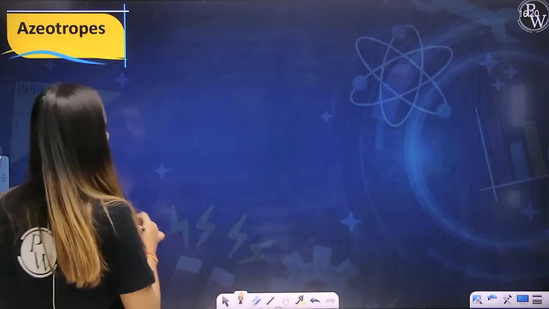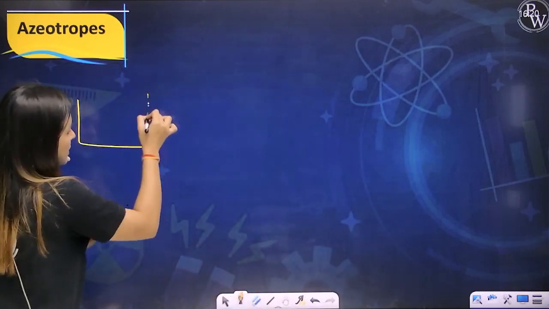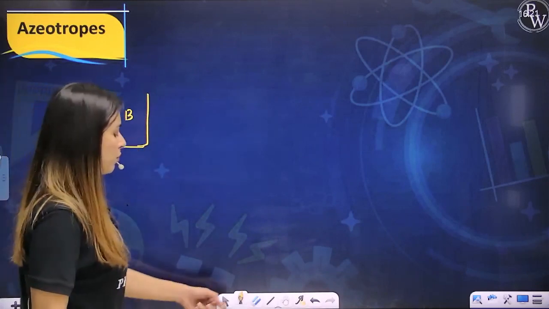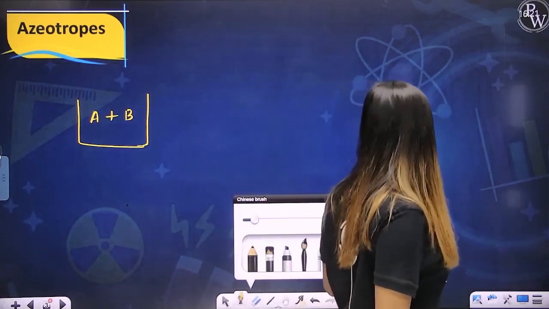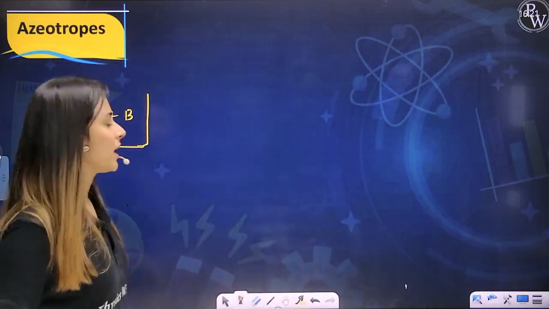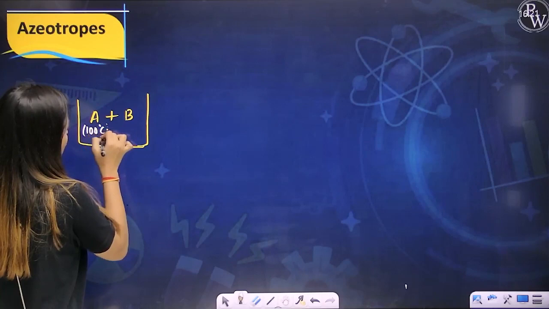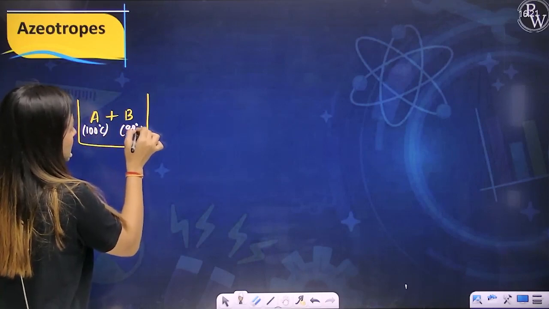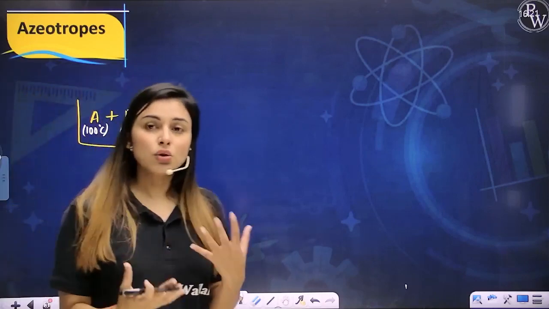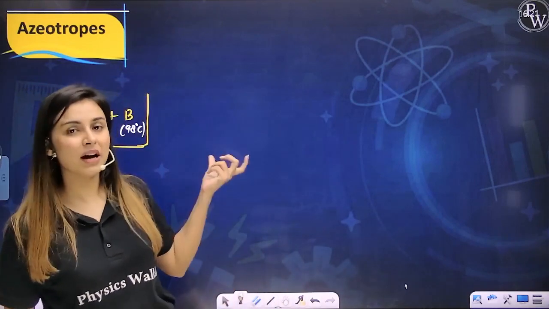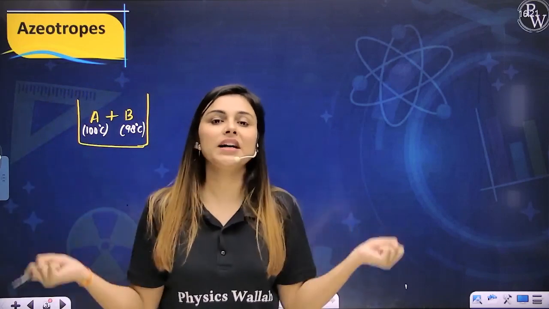Let us say that I have a solution of two volatile compounds A and B. Both of them are volatile. Now my dear students, I know their boiling points. Let's say the boiling point of one is 100 degrees Celsius and the boiling point of the other is nearly 98 degrees Celsius. If I ask you to separate these two components, how can you separate them?